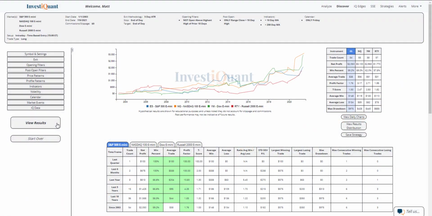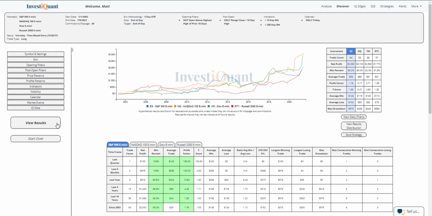And here we go. These are the results based upon entering the market long at 3 p.m. Eastern Time and exiting at 4:15 p.m. Eastern Time when you open below the highest high of the past 10 days, but at 3 o'clock, you are trading above the highest high of the past 10 days. And this is taking place specifically on a Friday in a bull market. Historically, we've got 54 samples in the S&P, 55 in the NASDAQ, 58 in the Dow, and 57 in the Russell.